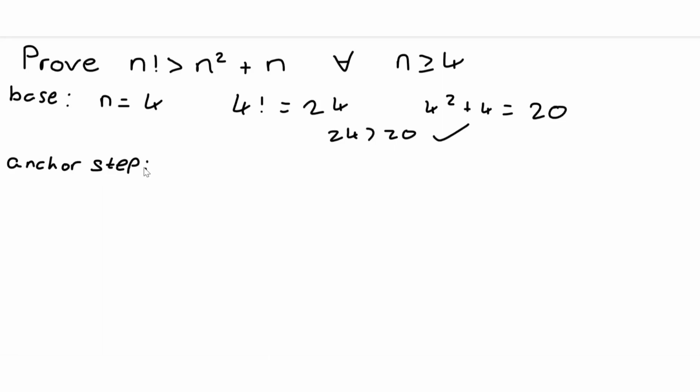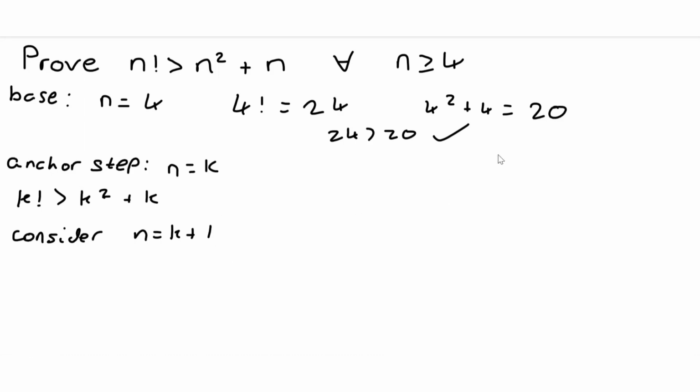That's a good start. The next step in a proof by induction is what we call our anchor step. This is where we assume that for some n equals k, some specific k, this result is true. So we have that k factorial is greater than k squared plus k. And then this is our induction step: consider n equals k plus 1. Using the assumption that it's true for n equals k, we're going to try and prove that it is true also for n equals k plus 1.